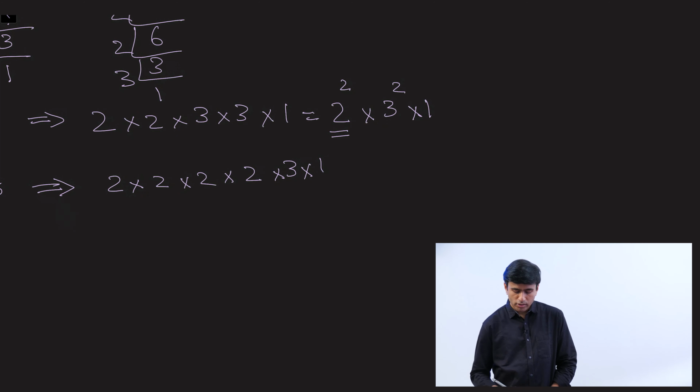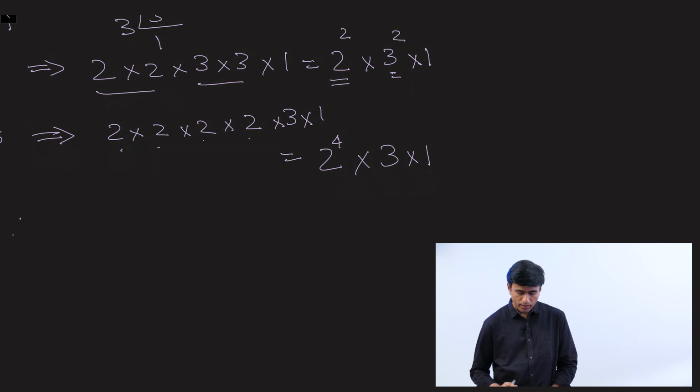2 to the power of 2 is 2 multiplied 2 times. 3 to the power of 2 is 3 multiplied 2 times. In the same way, we can write this as 2 to the power of 4 and 3 to the power of 1, and 1. That's it. Now, if you have to do LCM, you need to take all the factors, but only the highest power. So let's see, what are the factors that are there?